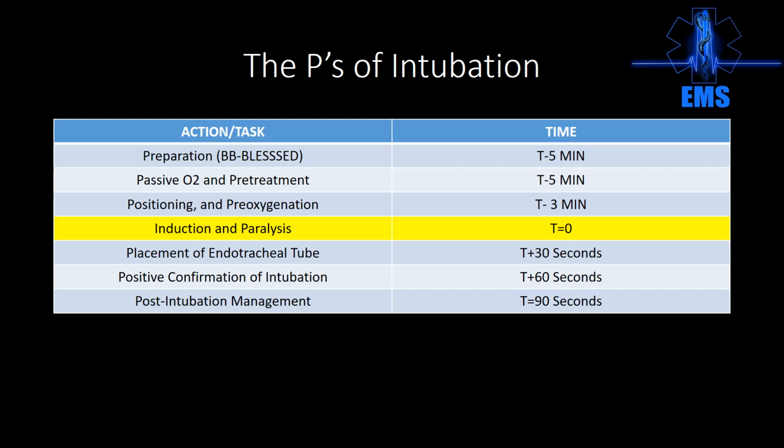All right, the P's of intubation. So preparation, this is your BB blessed. This is done about 5 minutes prior to your intubation as you're getting the patient prepared for the tube. So one paramedic needs to be prepping the patient. That means pre-oxygenation, positioning, oral airways or nasopharyngeal airways, and really getting that patient designed so that they have the best first chance success.